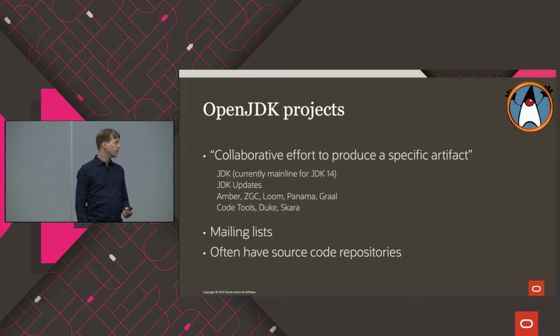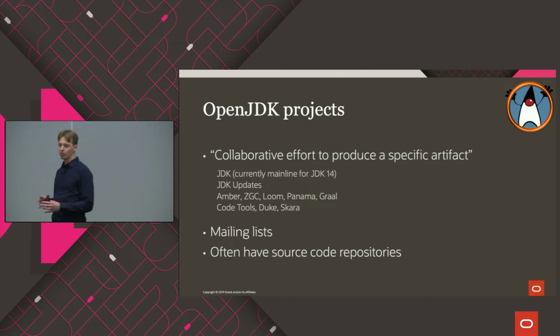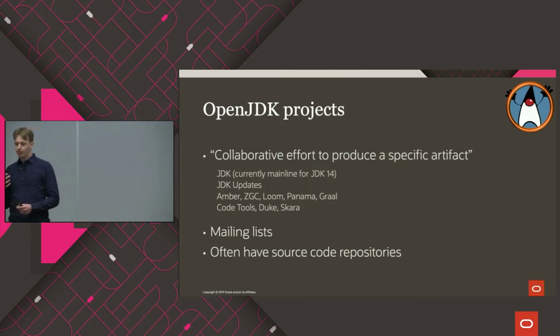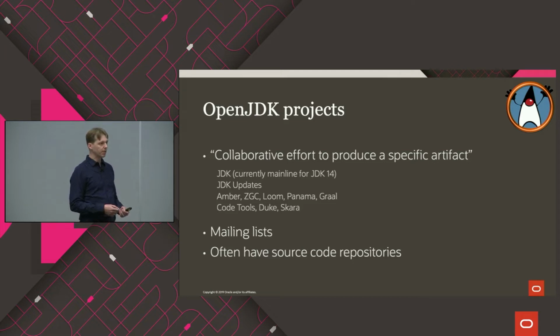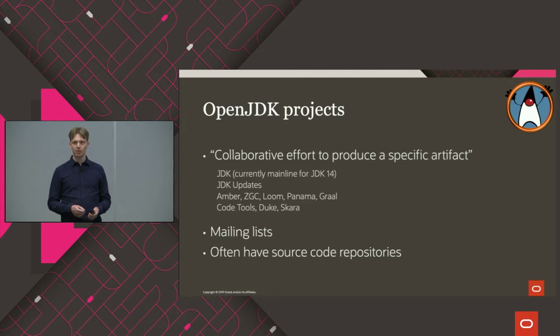Projects can produce artifacts like features in the language or features in the JVM. The projects can also be a collaborative effort to investigate tooling or produce tooling around the OpenJDK to help with development. And there can also be projects like the Duke project, for instance, where we collect images of our famous Duke mascot.